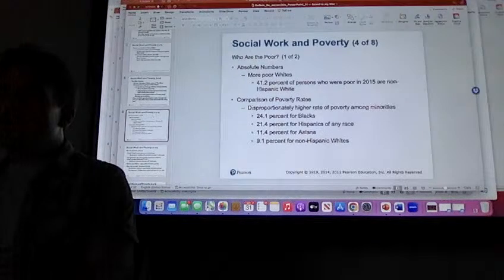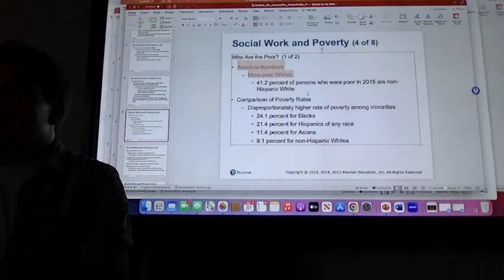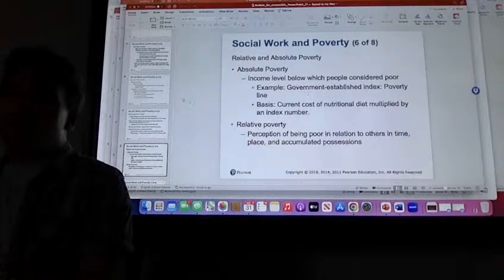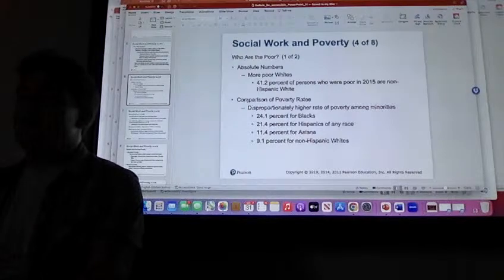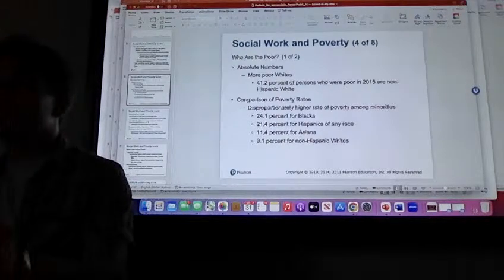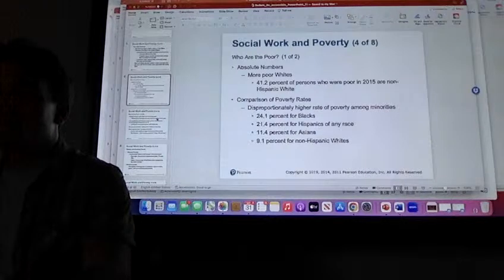So who are the poor? In absolute numbers, there are more poor whites. 41% of persons who were poor in 2015 in America are non-Hispanic white. But in comparison of poverty rates, there is a disproportionately higher rate of poverty among minorities. It's 24% for blacks, 21% for Hispanics, 11% for Asians, and 9.1% for non-Hispanic whites.